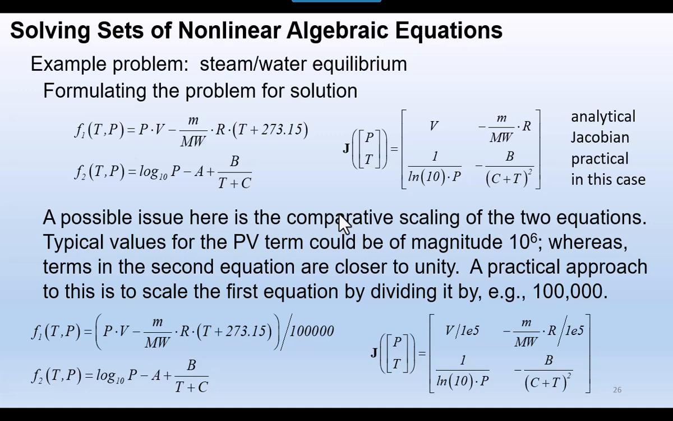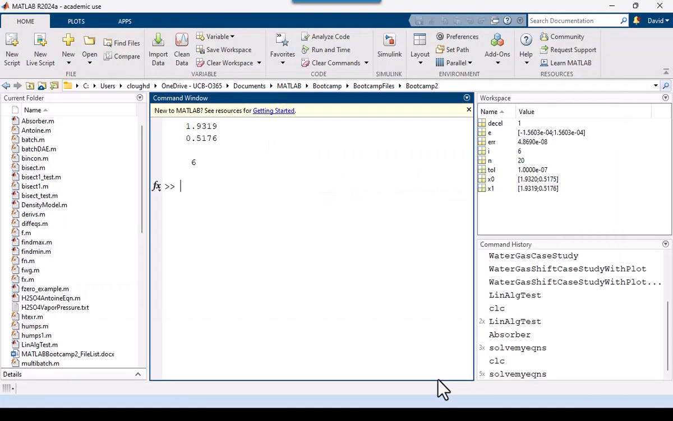And here what we do is we divide the first equation by 100,000. That doesn't change the solution, it just scales the magnitude of the terms. And then we have to modify the Jacobian elements also by the 100,000. So what we're going to do is show you how we can set this up for solving it using the fsolve routine in MATLAB.